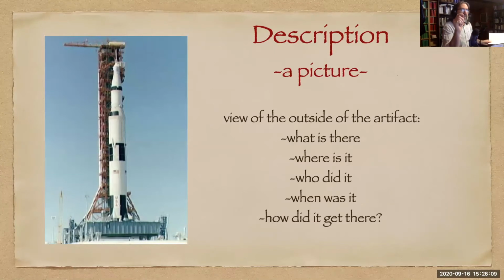Okay, it's an image. It is a view of the outside of your artifact. It's what's there. Where is it? Who did it? When was it? How did it get there? That's the sort of stuff that comes up in description. Description is, think of it this way, a picture. It's just a photograph. It's what you can see. It's what's on the surface. It's what's right there.